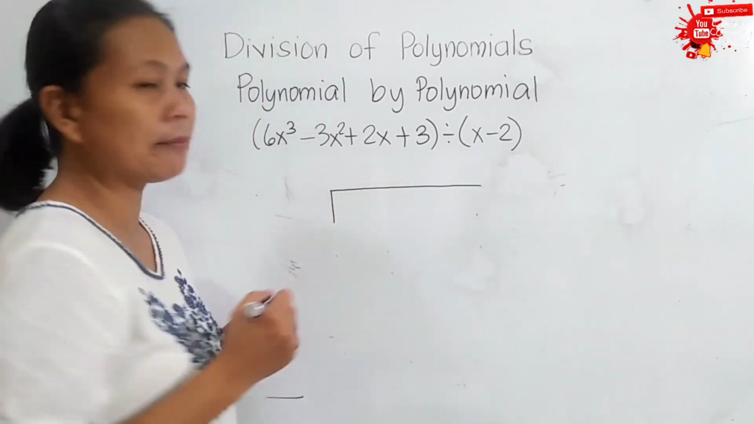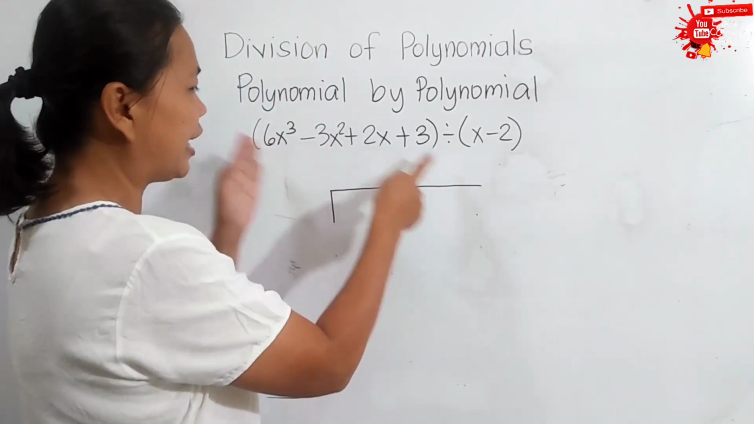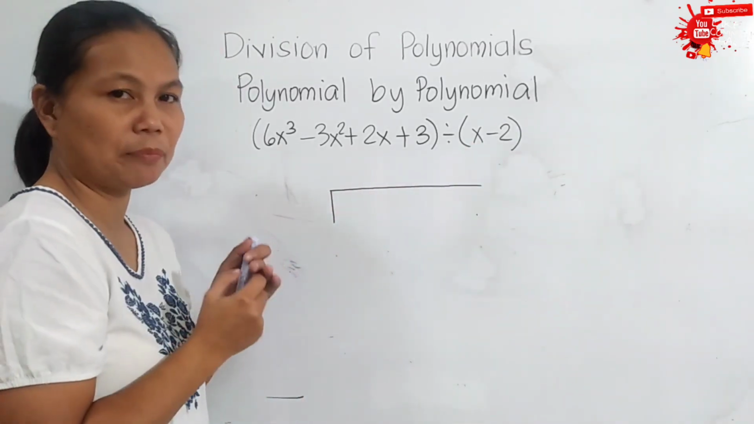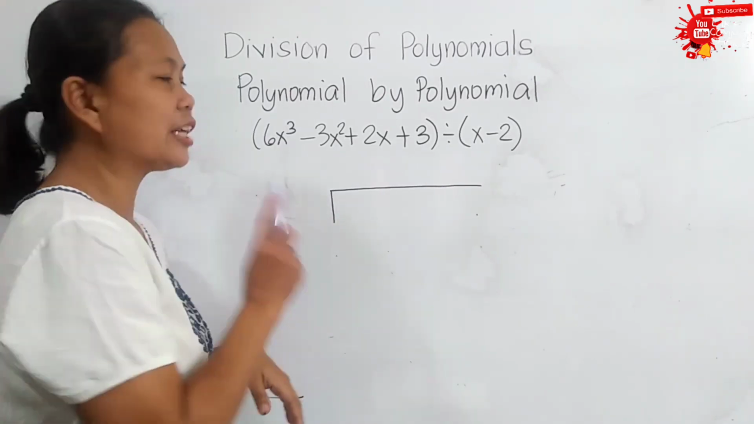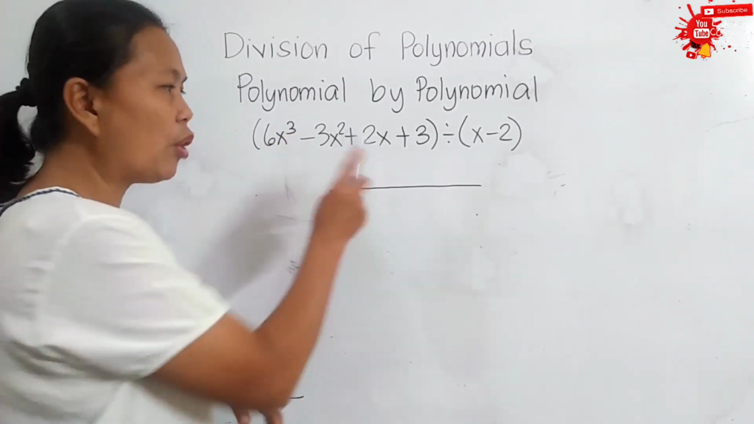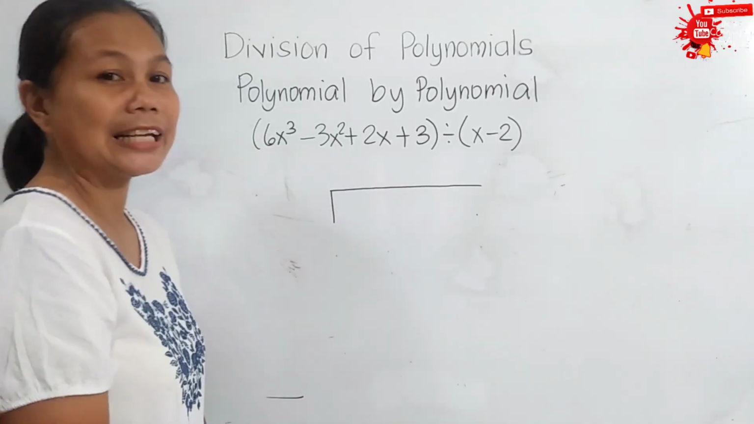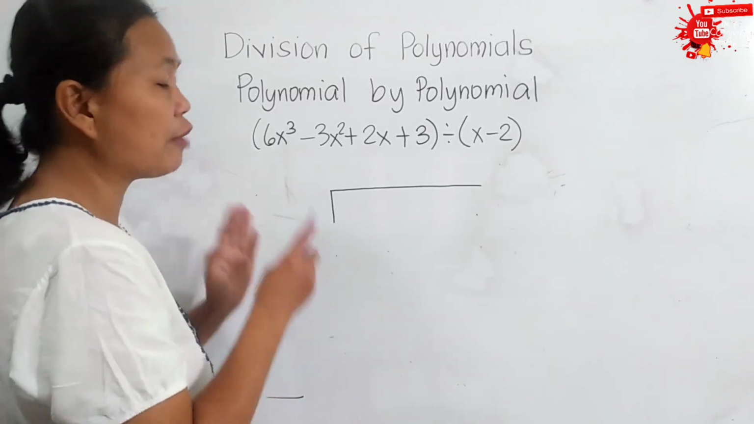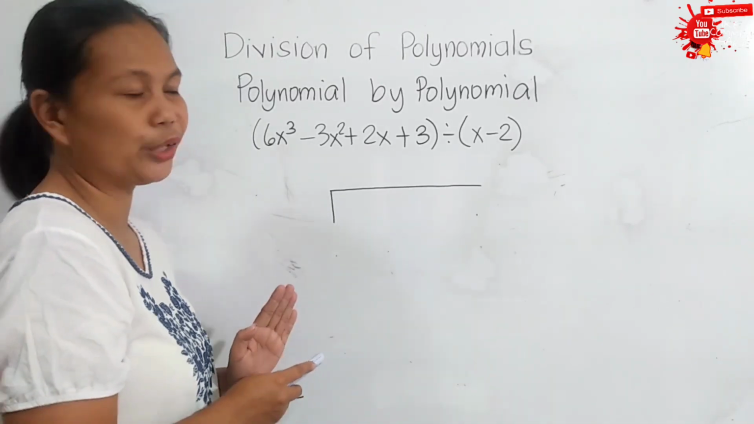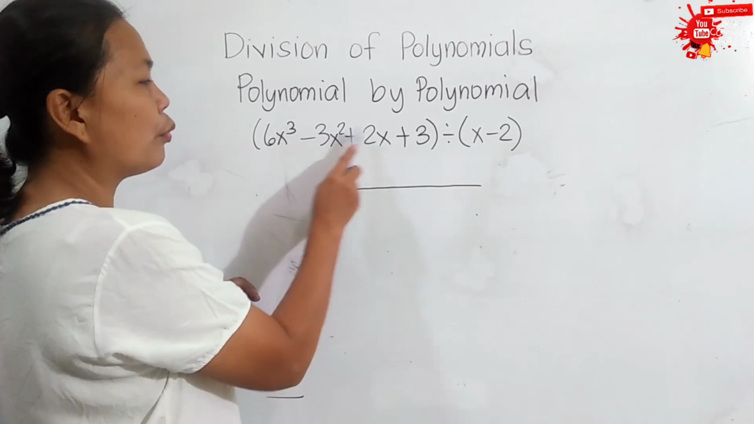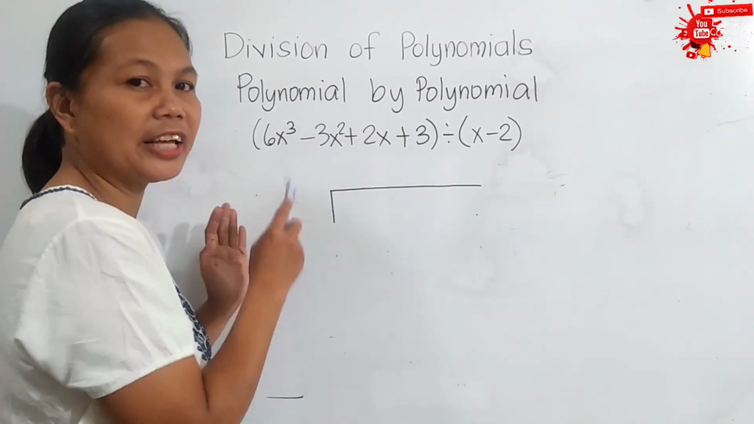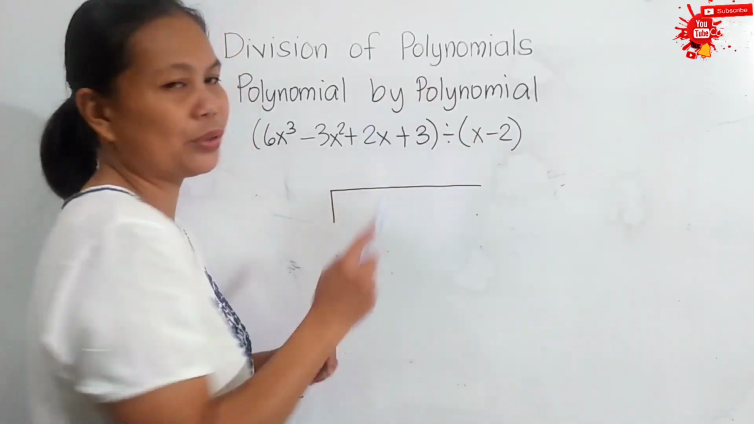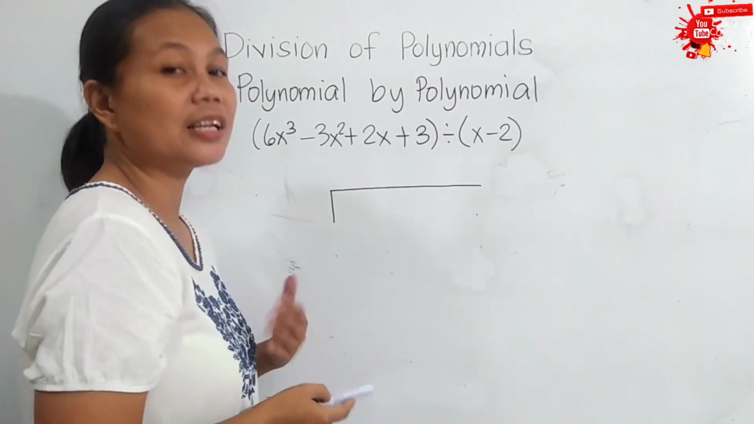So we have the division symbol. Then we write the dividend inside the division symbol and the divisor outside the division symbol. But before we write it, see to it that the given polynomial, both the dividend and the divisor, is arranged in its standard form. So meaning, the degree of the term is in descending order. So we have here 3, 2, 1, 0. So it's already in its standard form. Then we have the divisor 1, 0. So again, this is in its standard form.